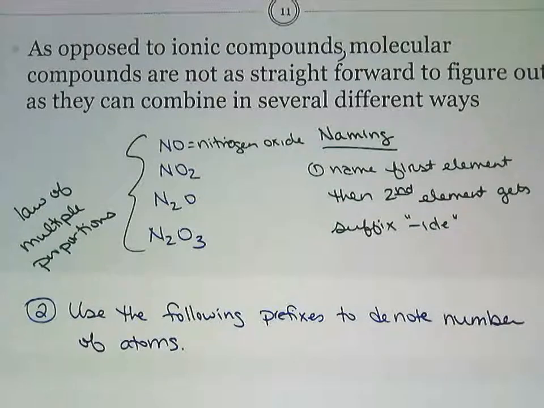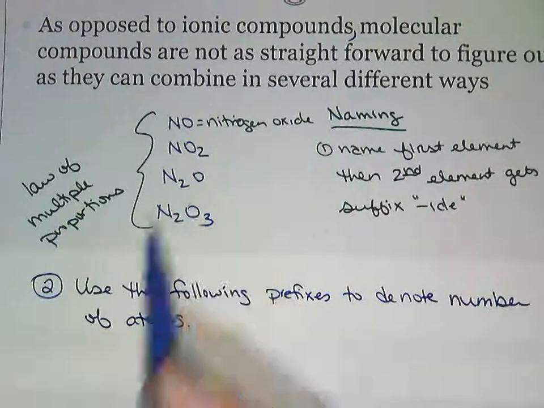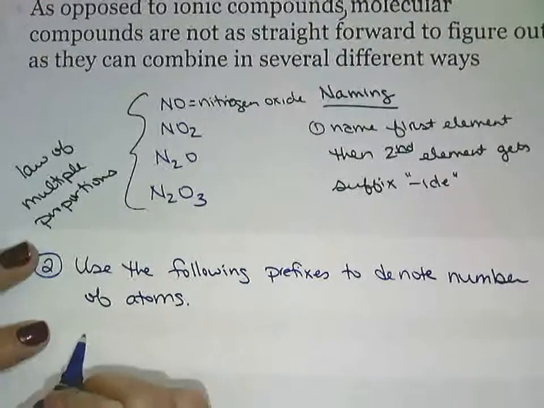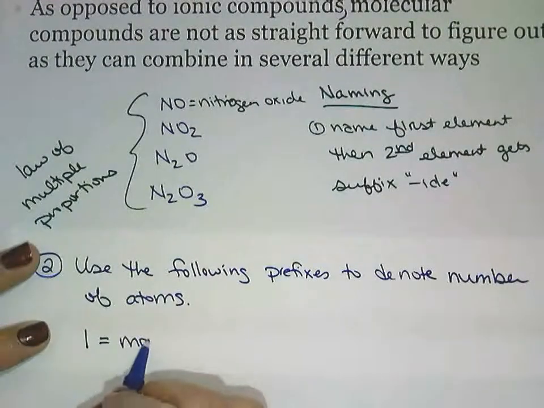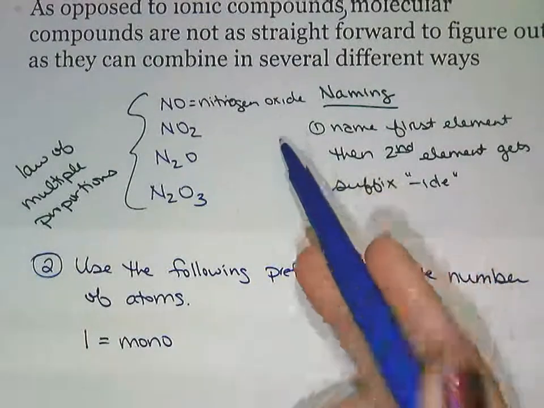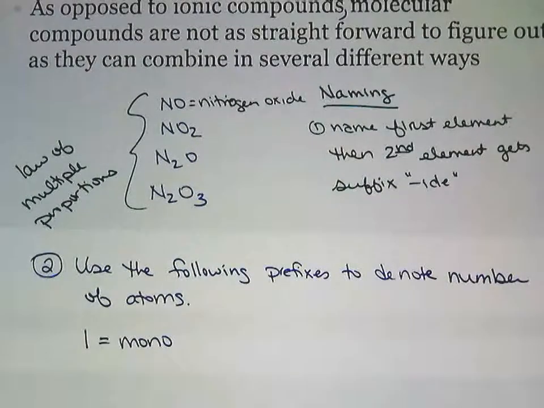So we're going to use the following prefixes to denote the number of atoms, right? So in nitrogen oxide, it was 1 and 1. But in NO2, you have to tell the reader there's 2 oxygens. Over here, I have to tell the reader there's 2 nitrogens, only 1 oxygen. So if it's 1, we're going to use the prefix mono, or you can leave it off. Like in this case, it's nitrogen oxide. You could have called it mononitrogen monoxide. That would be fine also, but a lot of people leave that off.